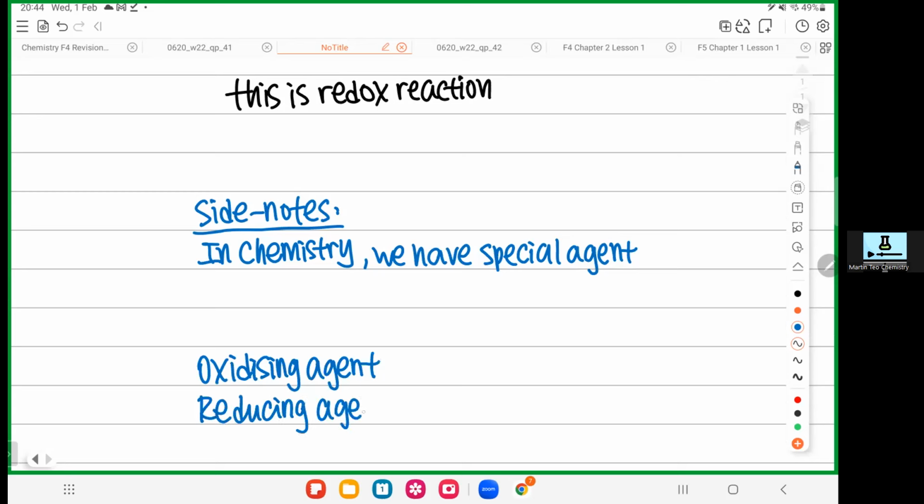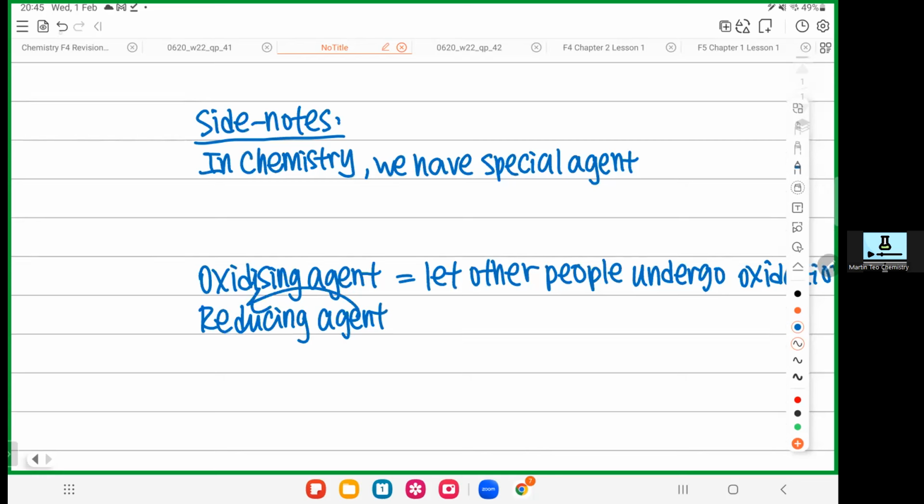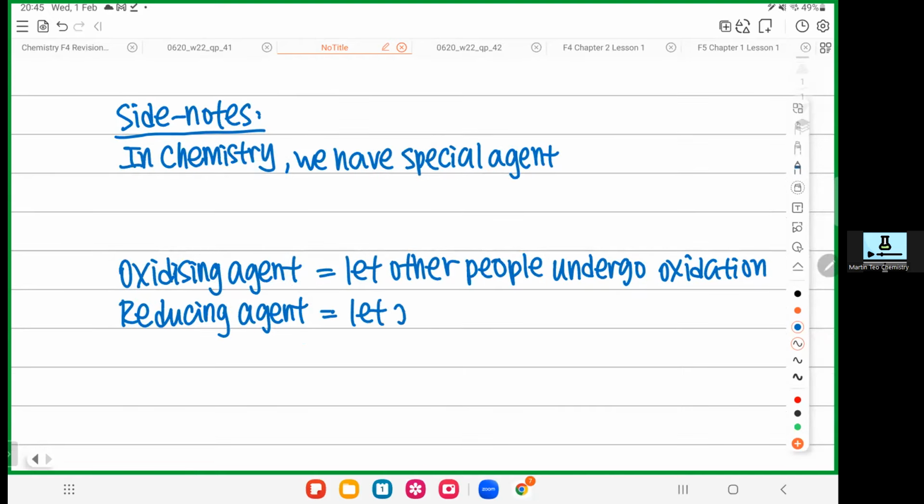What do we mean by oxidizing agent and reducing agent? Oxidizing agent means you are the agent for oxidizing. Oxidizing means you let other people, or other substances, undergo oxidation. This might be a bit confusing. No worry, I go very, very slow. Reducing agent: I am the agent. What do I do? Reducing. I let other substances undergo reduction.